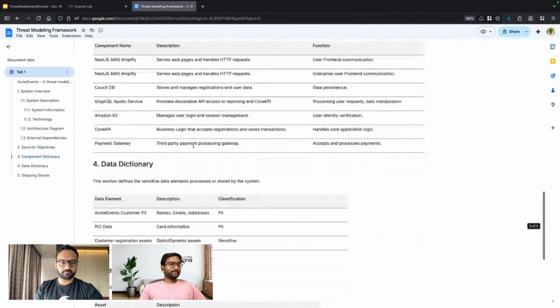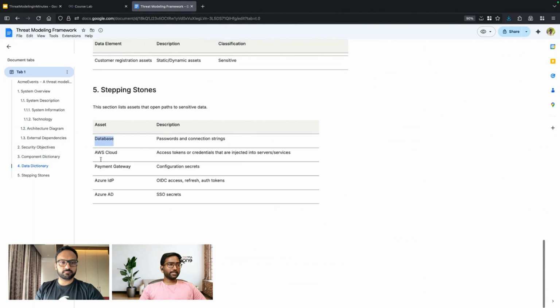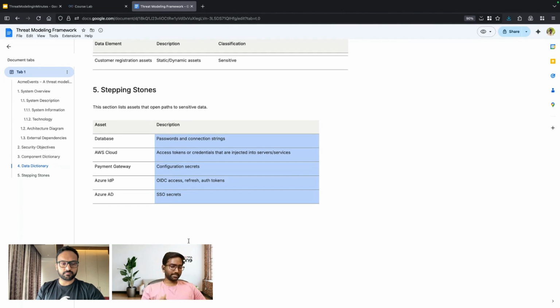And that gives us this list. It's the database. We have AWS Cloud, which could have access tokens. The payment gateway could have configuration secrets. Your Azure IDP, the application that you're putting up, generates OIDC tokens and access, refresh, and auth tokens. If those are compromised, you'll have issues. The Azure AD, the Active Directory, will have SSO secrets. Any of these, if they are not securely stored, you have issues with the component itself that is integrated into your application.